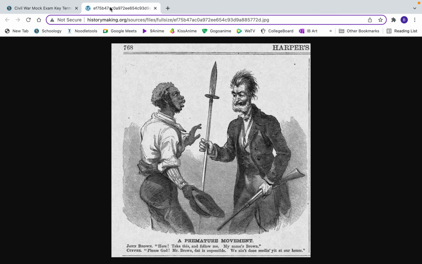And we've got this picture here. At the bottom it says a premature movement. John Brown says, "Here, take this and follow me. My name's Brown." And the guy says, "Please God, Mr. Brown, that is impossible. You haven't done anything to our house," basically, more or less. Harper's Ferry, you could go either way, if you love it or hate it, but it was bloody. Lots of things are bloody at this point.